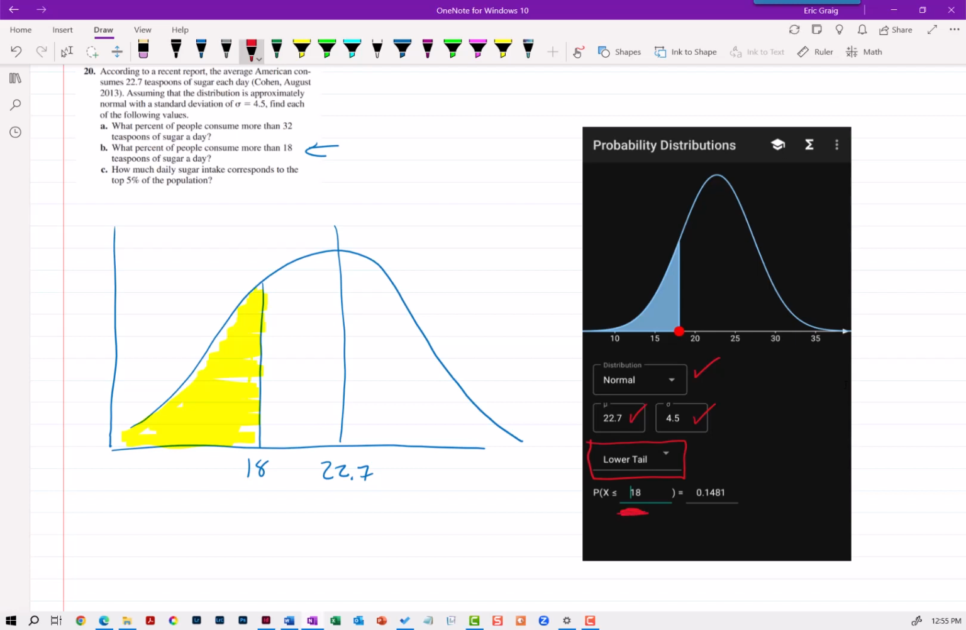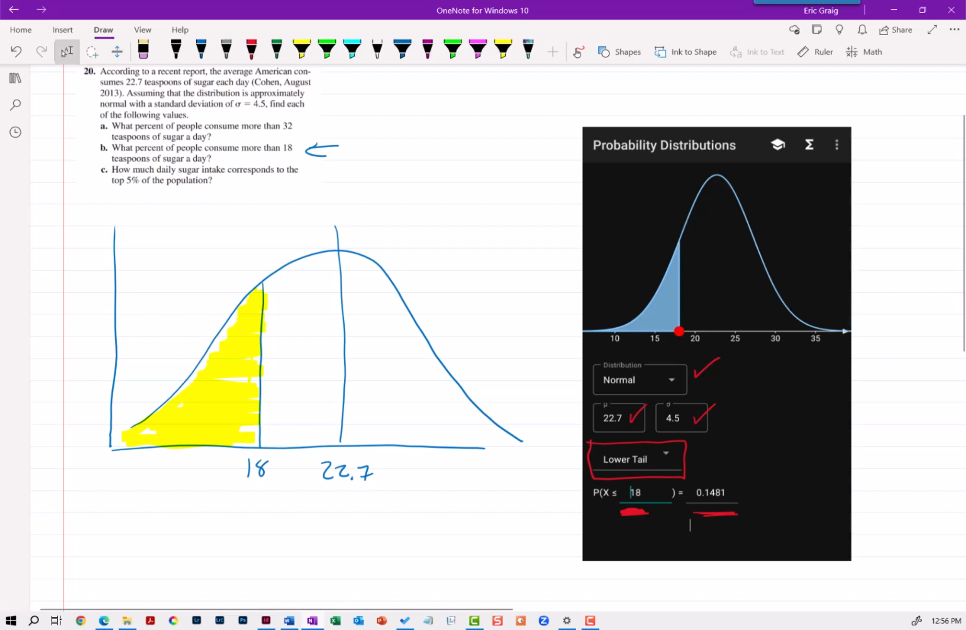We just enter that 18 value because we're interested in the percentage of people that consumed less than 18 teaspoons. And there's our answer. About 14.81% of the population consumes less than 18 teaspoons of sugar per day.